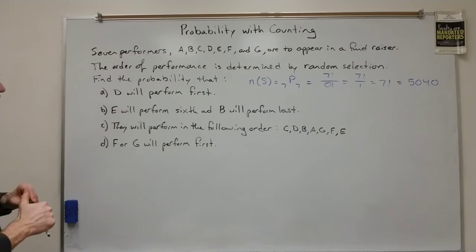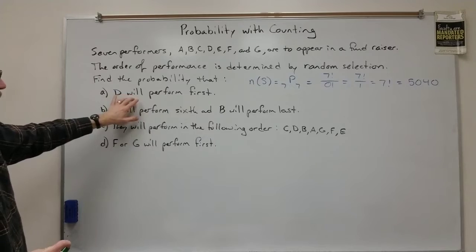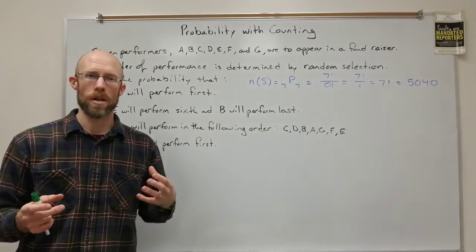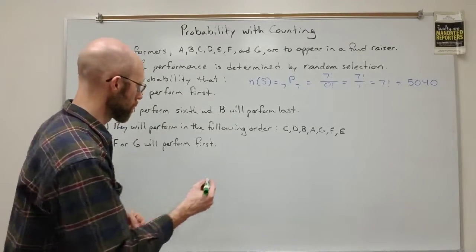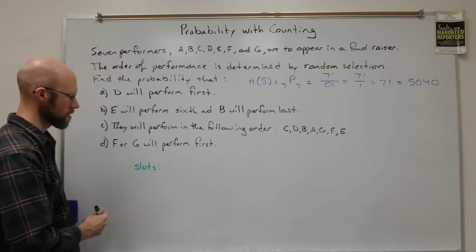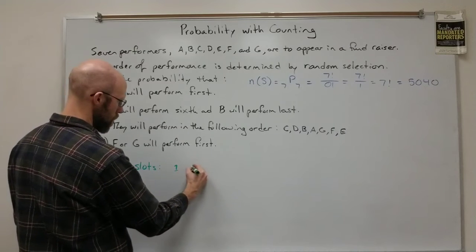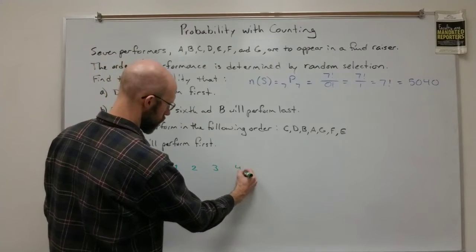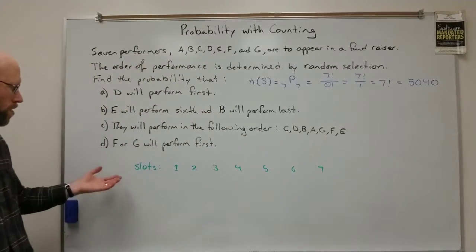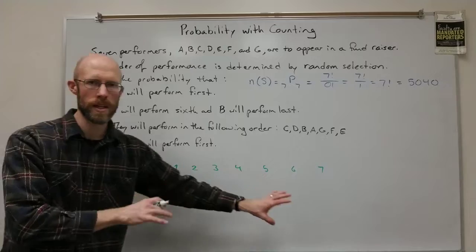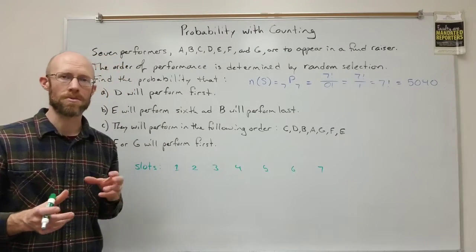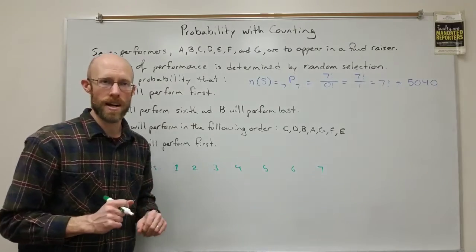Maybe alternate these different colors. Probability that D will perform first. Well, let's just kind of set this up, get a visual and an understanding of how this plays out. You have, I'll call them slots, right? Performance slots. You have slot 1, 2, 3, 4, 5, 6, and 7. And then what we're going to do is plug people in and see how many choices we have for the rest. And we're going to see the counting principle kind of underlying here.